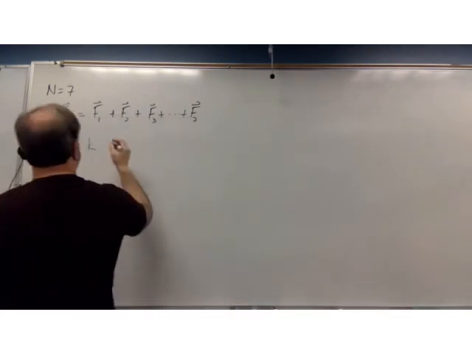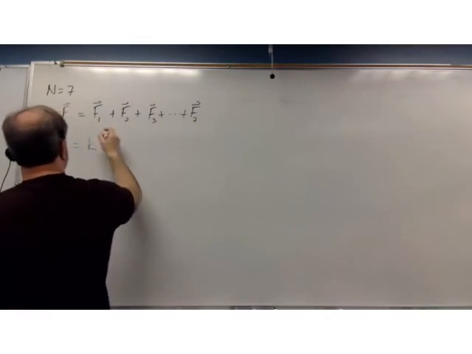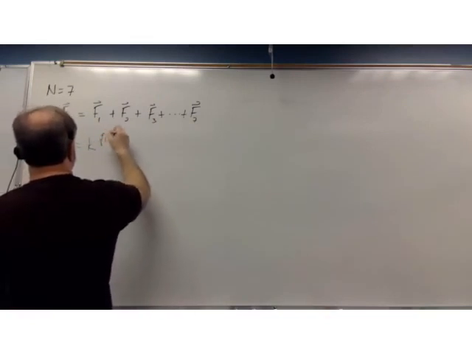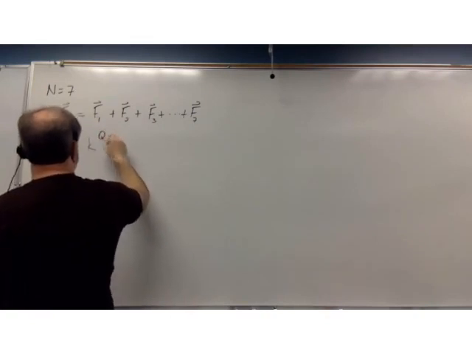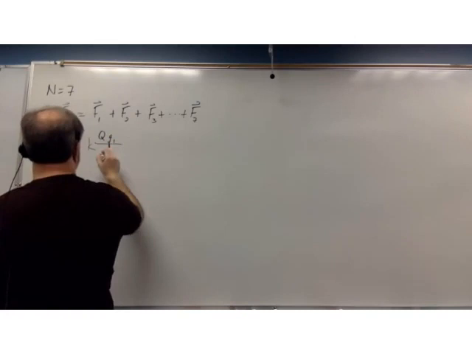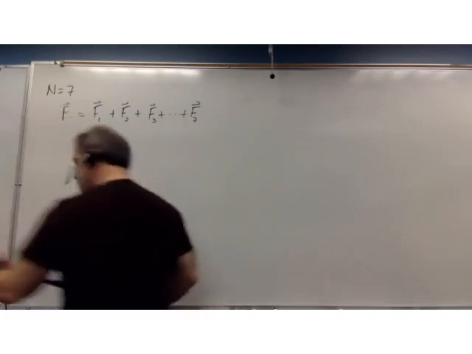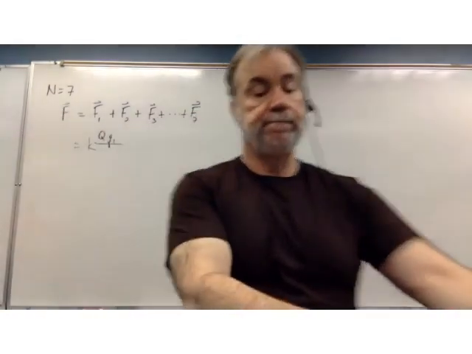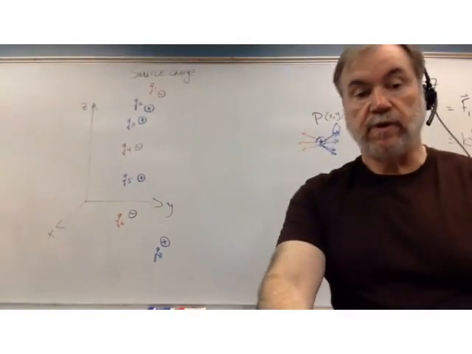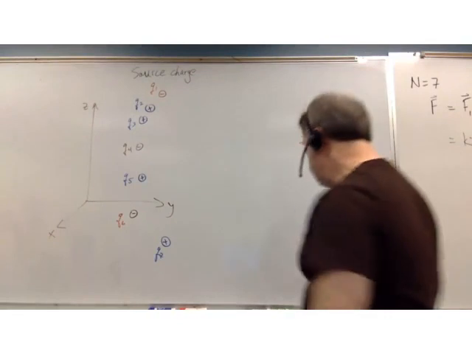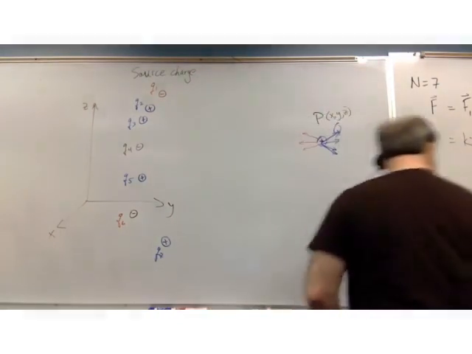Okay. K times Q1 times, let me do it in this order. So capital Q, that's our test charge. Little q1 is our first source charge. And now I've got to label a thing before I go any further. And the denominator, of course, would be the square of the distance between the charges. So let's do that. Let's label that.